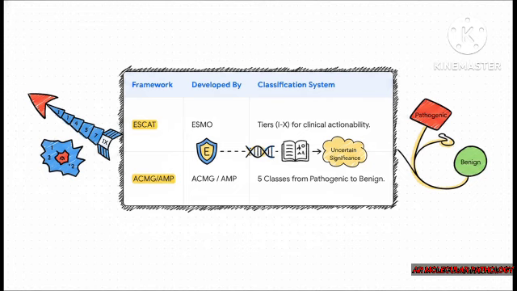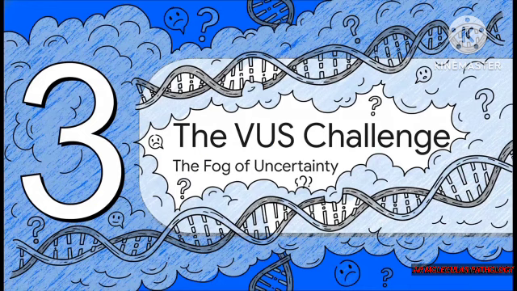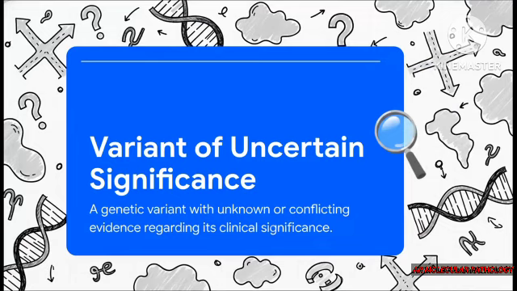On the other side, you have the ACMG/AMP guidelines, which use a 5-class system from clearly disease-causing or pathogenic all the way down to benign. And right there, smack in the middle, is that tricky category, uncertain significance. And that middle category, the VUS, is really the core of this whole interpretation hurdle. It's this fog of uncertainty that can cloud our clinical judgment and, let's be honest, cause a ton of anxiety for absolutely everyone involved. So what exactly is a VUS?